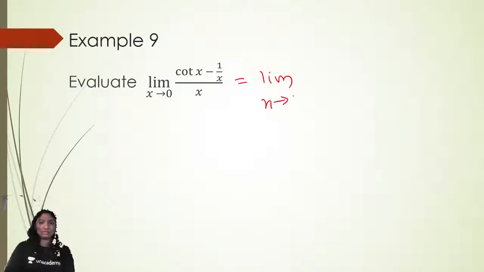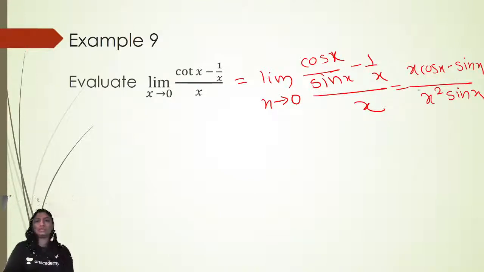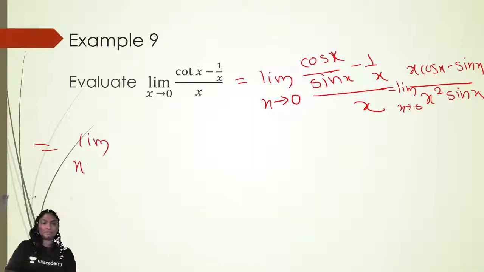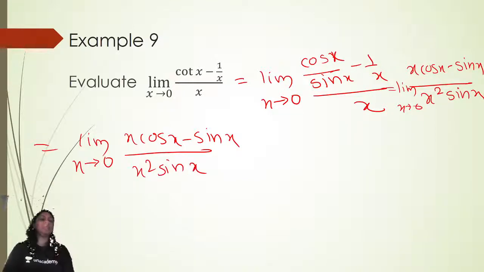So the limit as x tends to 0 of cos x upon sin x minus 1 upon x is equal to x cos x minus sin x upon x into sin x, which gives x square sin x. So the limit as x tends to 0 of x cos x minus sin x upon x square sin x. Now put the limit as x tends to 0.